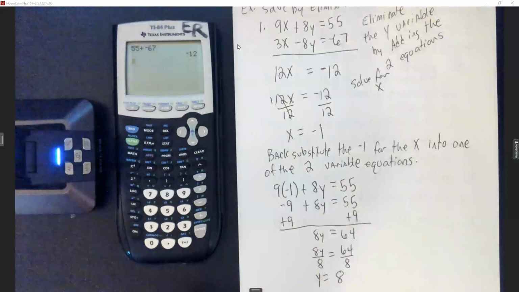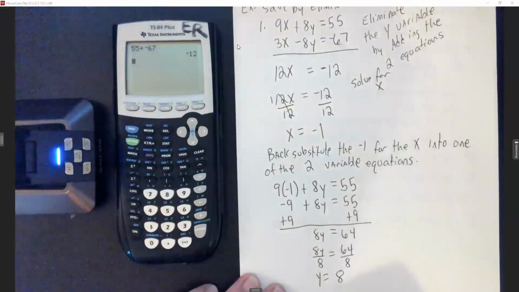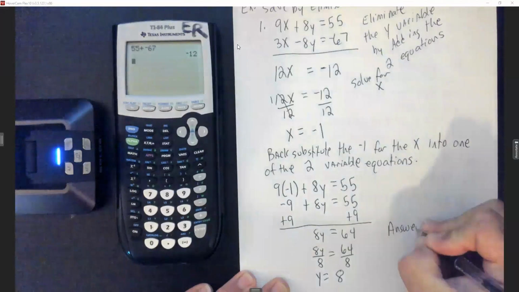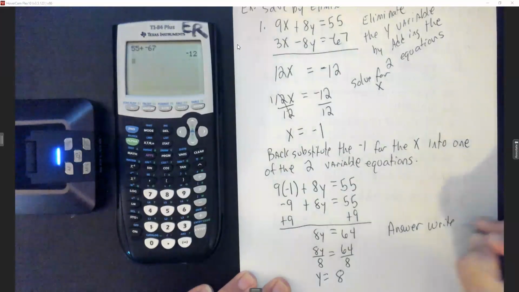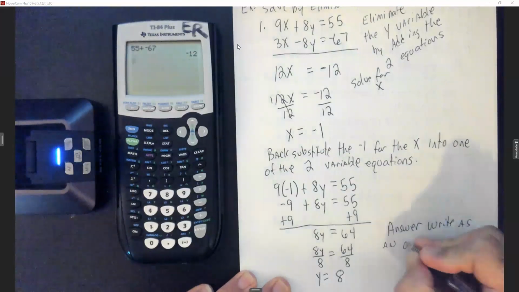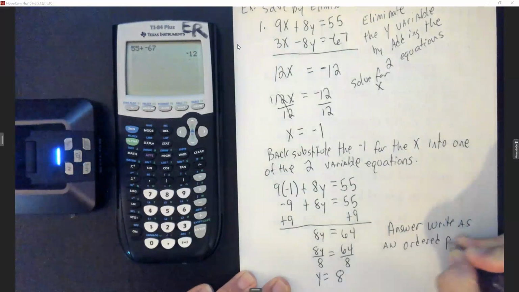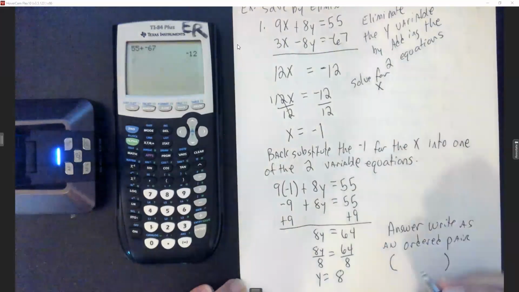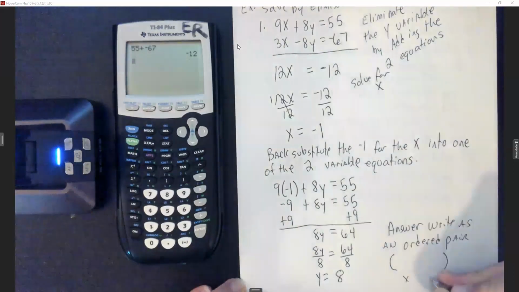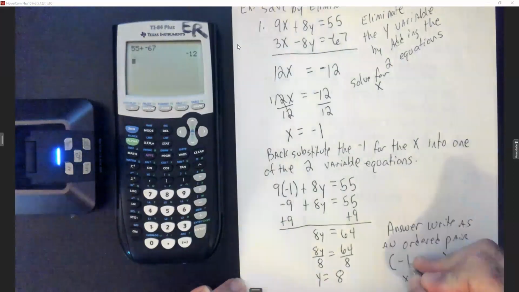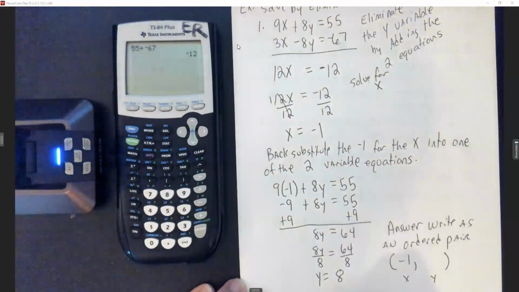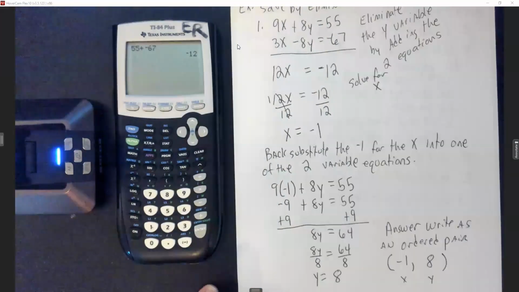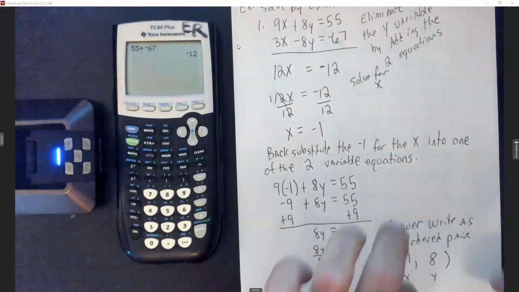Now, these answers have to look like ordered pairs, okay? So for your answer, write it as an ordered pair. An ordered pair will look like the x and y, so you'll put your x first and then your y second. My x was -1, and then my y value gave me a +8. So just remember, in MATLAB, you've got to put these in those parentheses, okay?